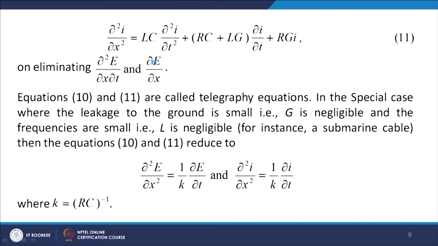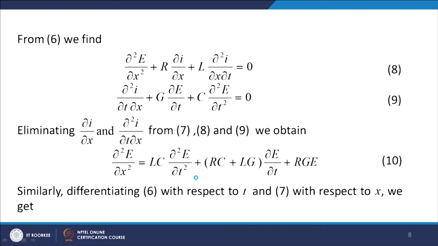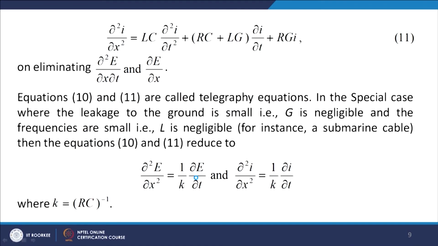So, taking G and L to be 0, the equations 10 and 11 reduce to these equations. In this equation, let us put G and L equal to 0. So, this term will vanish and this term will vanish. We will have delta square E by delta x square equal to R C delta E by delta t. And in the other equation, when you put G equal to 0 and L equal to 0, this term vanishes, and G is 0 so this term vanishes. So, we get delta square I by delta x square equal to R C times delta I by delta t.